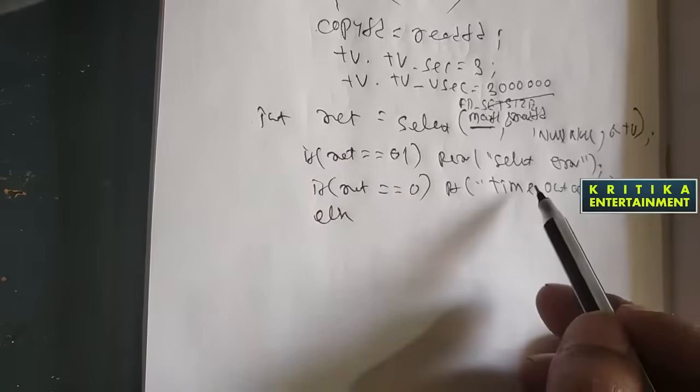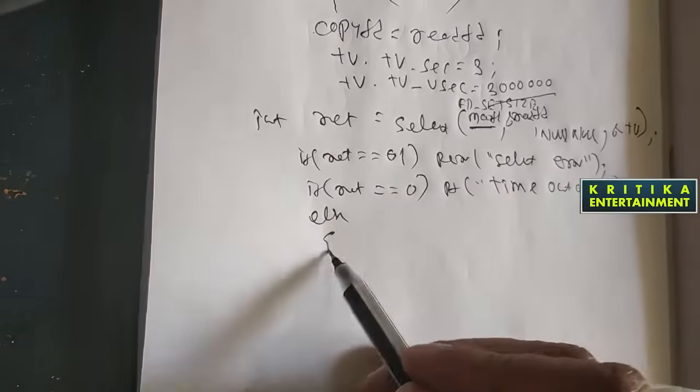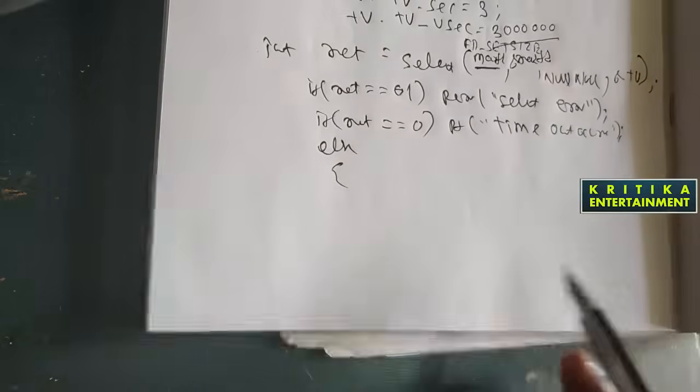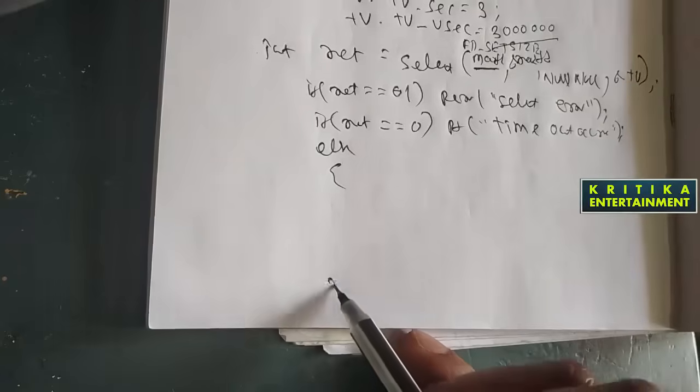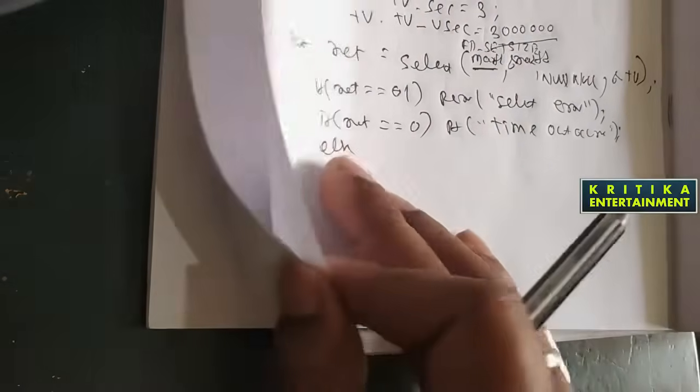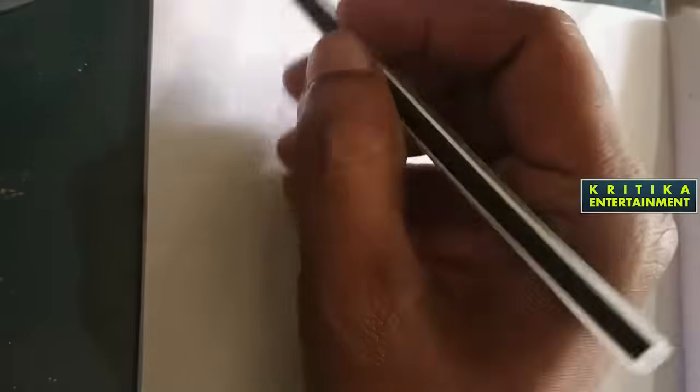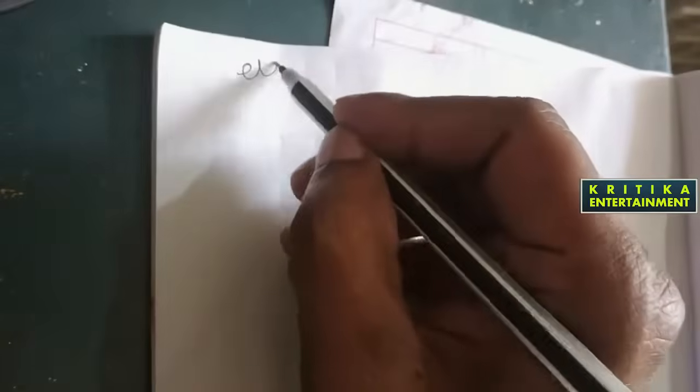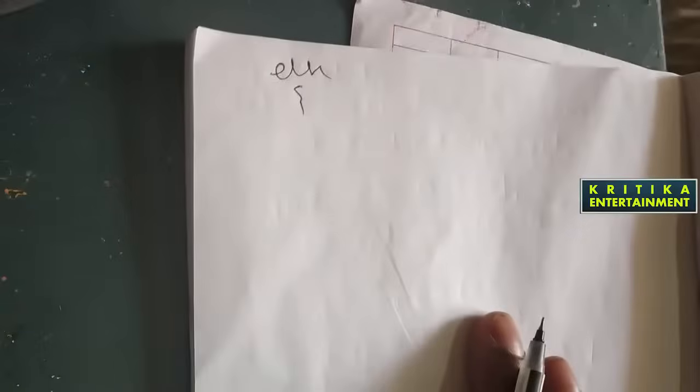Neither timeout nor error, that means it has found some data from the socket. So what will we write here? I'll go to the next page. Now it will be written in the else part. It will be a big else part. You can write here also. So what will we write here?